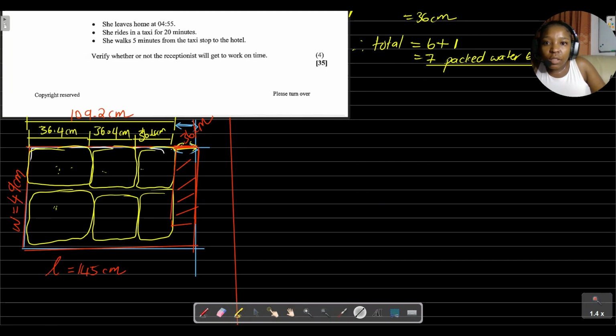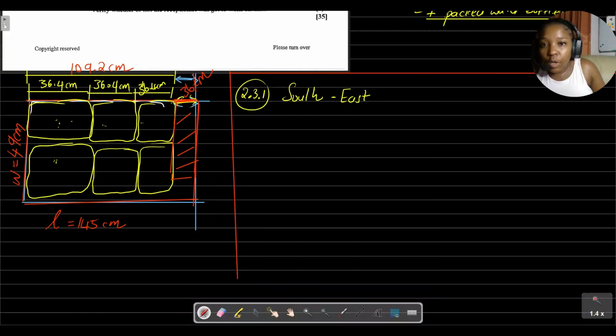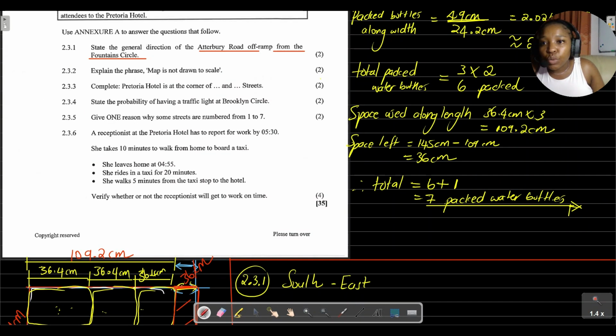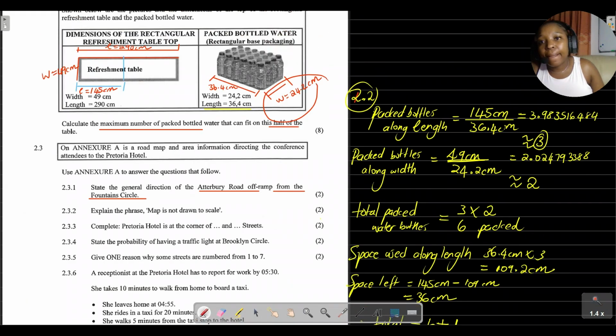Okay, I'm going to answer these questions here. Running out of space. Question 2.3.1. We said it's southeast. Good. Question 2.3.2. Explain the phrase "map is not drawn to scale." If they tell us that this map is not drawn to scale, right?